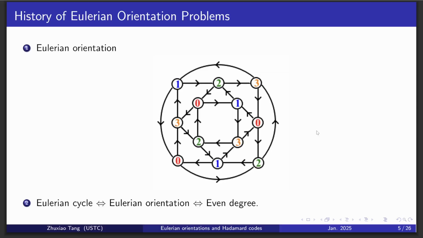Similarly, we can define an Eulerian orientation of a graph. It's an assignment of directions to edges of the graph, such that at every vertex, the number of outgoing edges is equal to the number of incoming edges. This graph is an example of an Eulerian orientation. Euler proved that a graph having an Eulerian cycle is equivalent to a graph having an Eulerian orientation, and it is equivalent to every vertex having even degree in that graph.